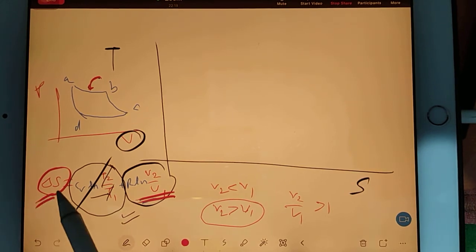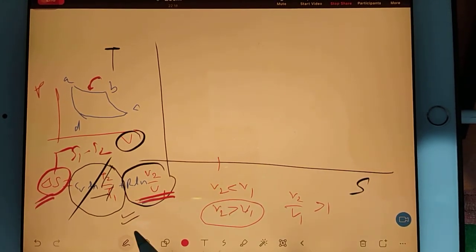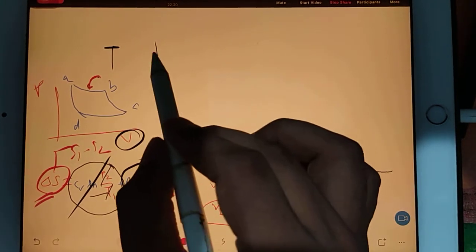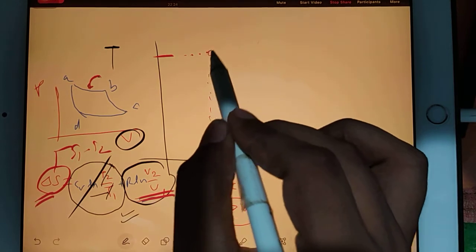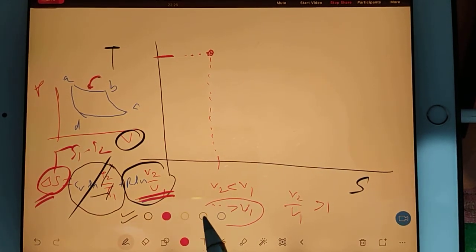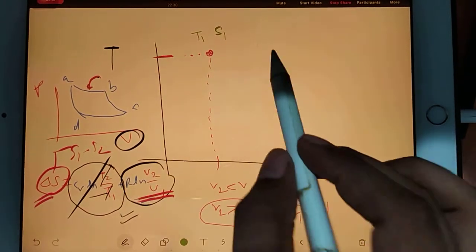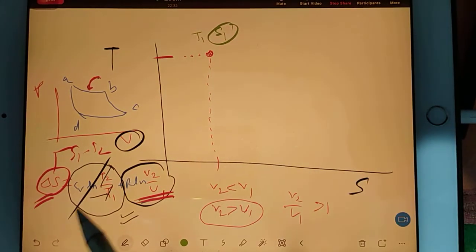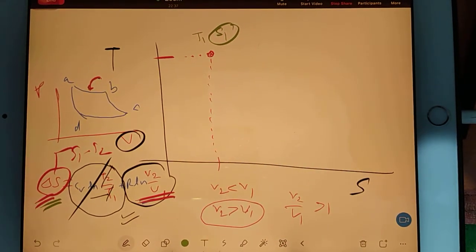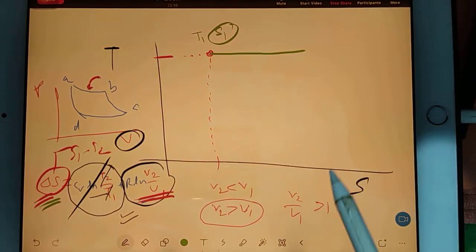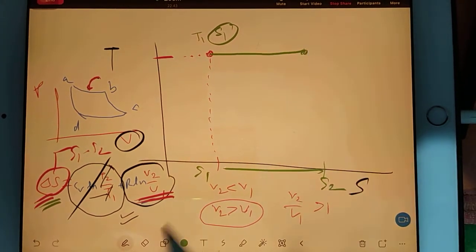And if entropy change is positive, it means entropy has increased from S1 to S2. If you target this point in the beginning, it means at this coordinate your temperature was T1 and your entropy was S1. How will you find S1? Just now I told you we don't have to find S1, we have to find the change in S. So it will increase. It means S1 becomes S2 and you'll reach here.